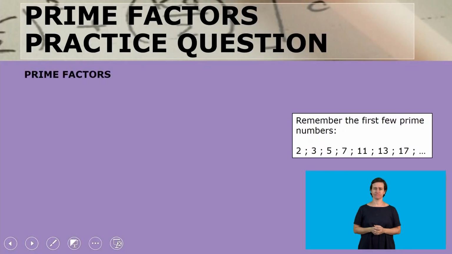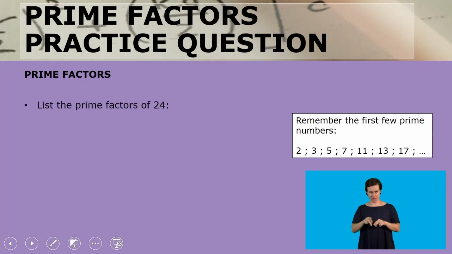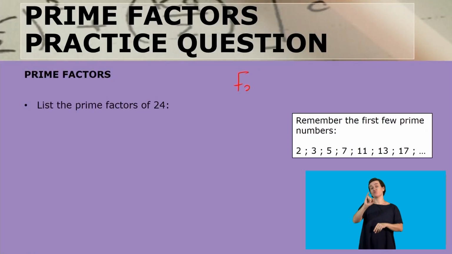So, we are going to be now talking about prime factors. We are going to first list the prime factors of 24. Now remember, for us to list the prime factors, there are two things you need to keep in mind. Number one, it is the factors of 24. And number two, it is the prime numbers, okay? So let's quickly list the factors of 24.